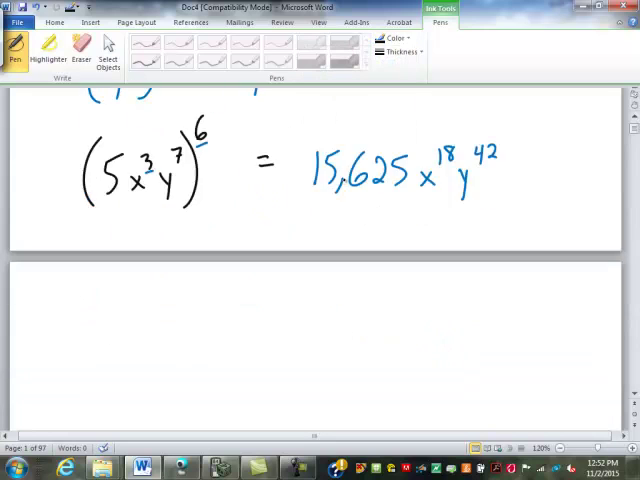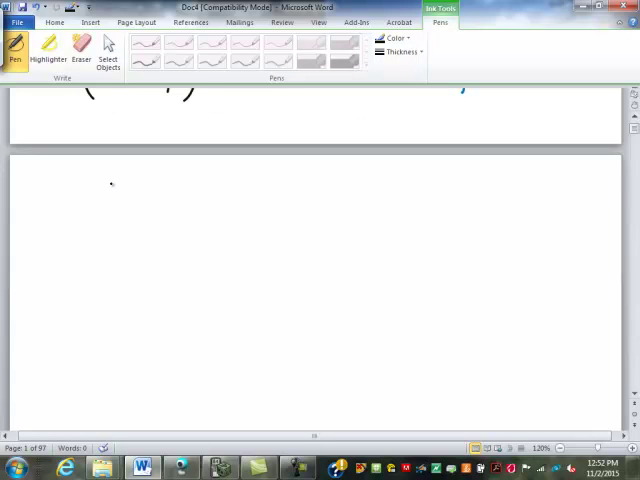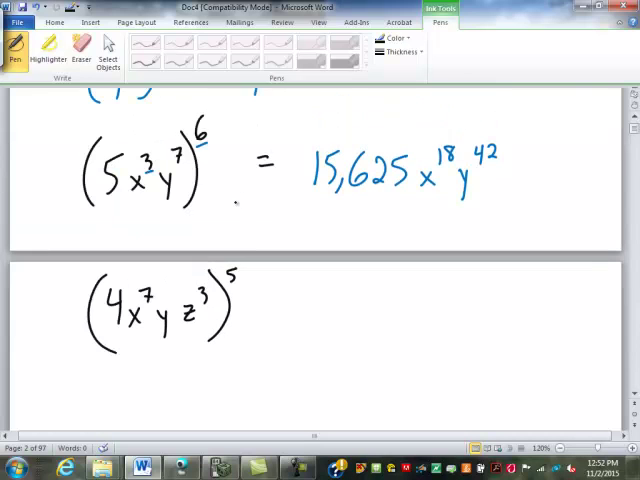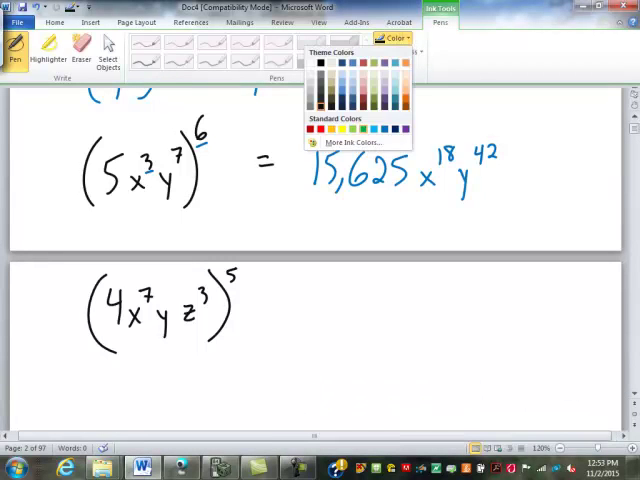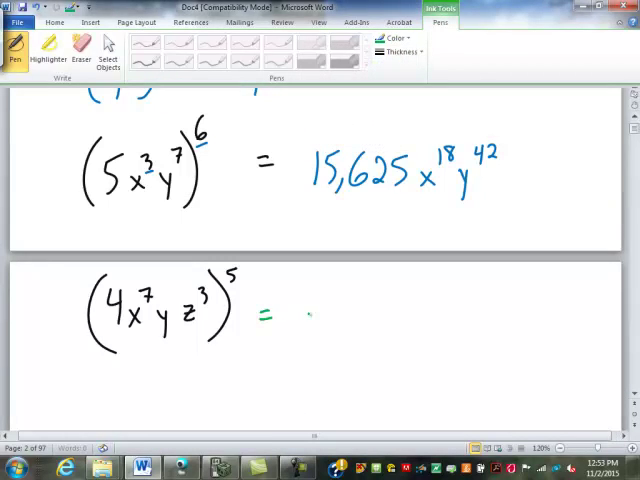So in your notes, I want you to try this one. Try that one quick. Okay, so 4 to the 5th power is 1,024. Very good. Then x to the 35th, y to the 5th, and z to the 15th. Very good.